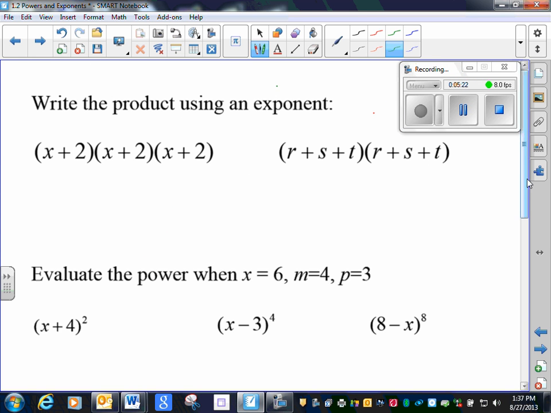Here are some algebraic expressions that we want to write using exponents. Again, x plus 2 is the factor. It's inside the parentheses. We'll leave it inside the parentheses and we'll just put an exponent on it, and that's a much easier way to write x plus 2 repeated as a factor 3 times. And here we've got 3 terms in this expression, but writing it like that is a little bit faster.